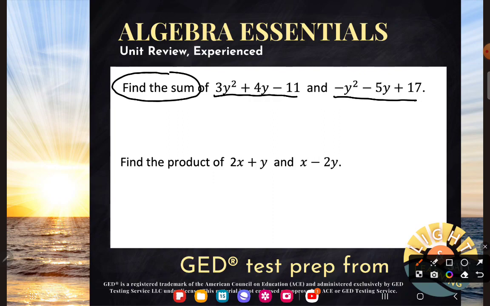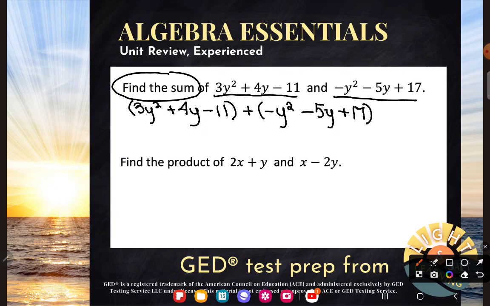Sum means they'd like me to add them together. So what am I going to do? I'm going to take 3y squared plus 4y minus 11, that whole thing, and add it to negative y squared minus 5y plus 17.